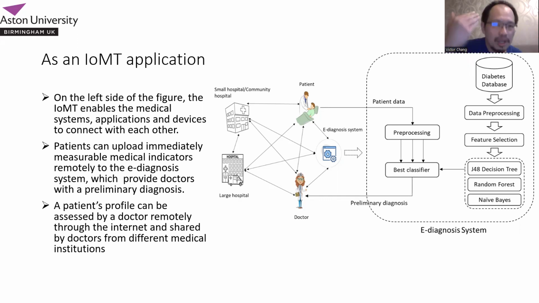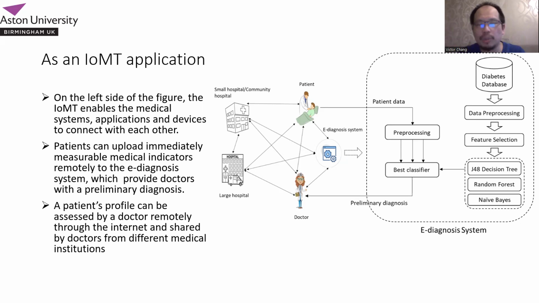So the IoMT enables the medical systems, applications, and devices to connect to each other. Then the patients can upload immediately measurable medical indicators remotely to the e-diagnosis system, to provide doctors with a preliminary diagnosis, because the diagnosis may take time and it's not convenient, especially when patients may have disabilities or certain illnesses that prevent them from going to the hospital easily.